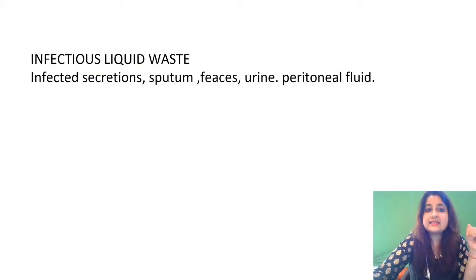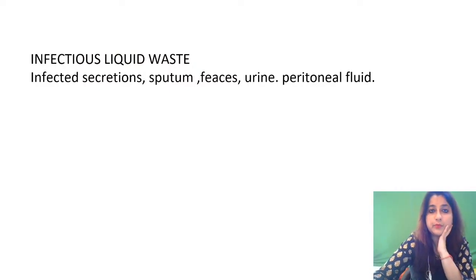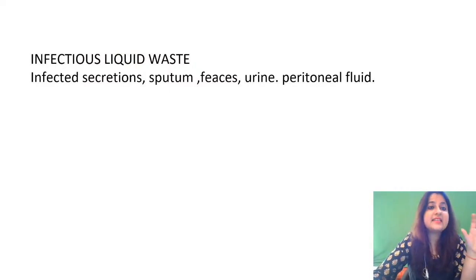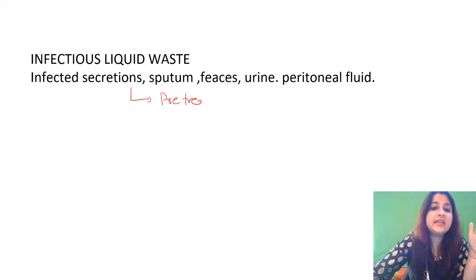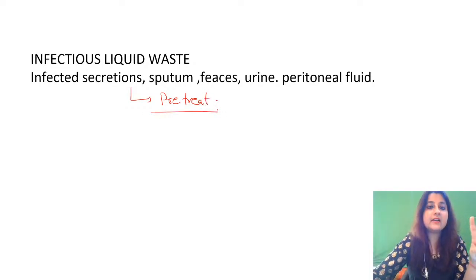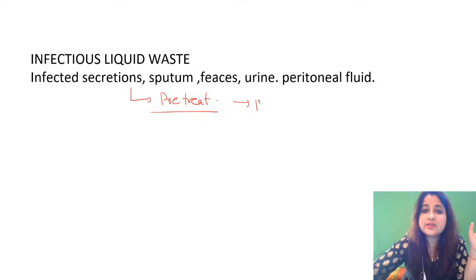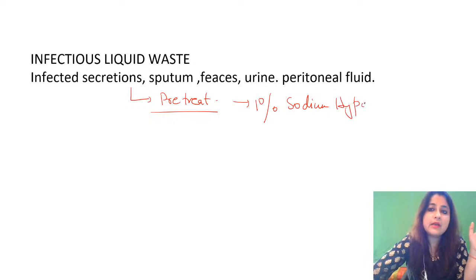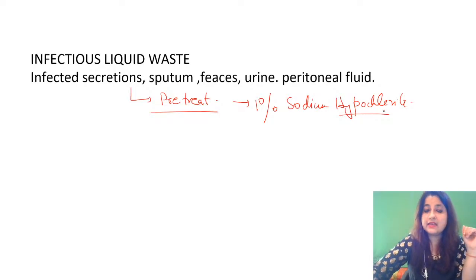All right, okay. Let's see some other things. Infectious liquid waste, like any form of infected secretion, whether it's sputum, feces, urine. All this will be deposited in the yellow color bag, but here we need to pre-treat. Please remember, for the yellow colored bag, the thing which needs to be pre-treated is all these infected secretions, sputum, feces. We can pre-treat them with 1% sodium hypochlorite, and then everything goes into the yellow color bag. All right, liquid waste.